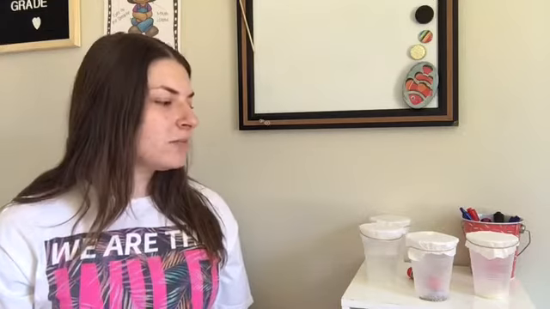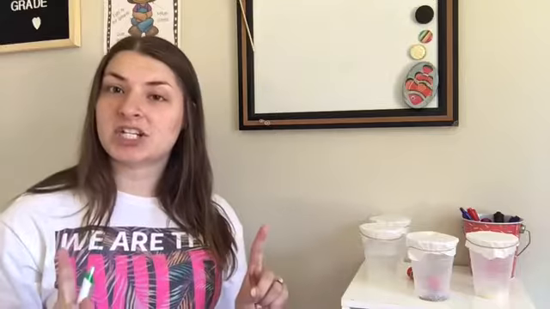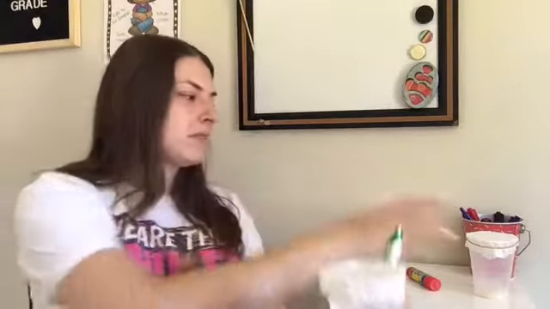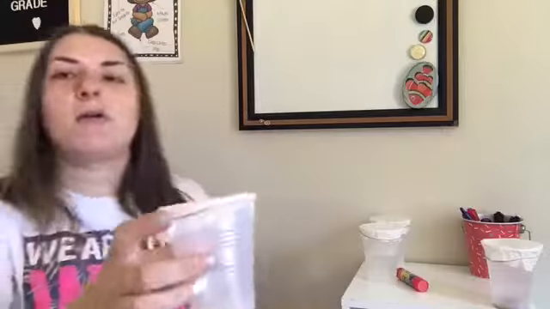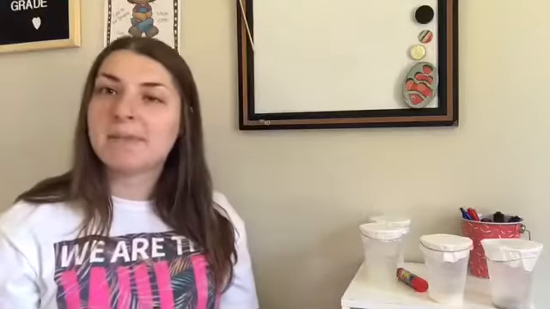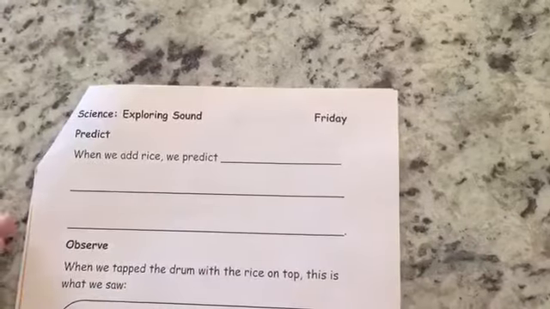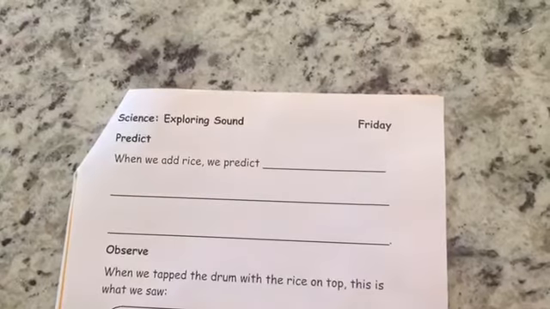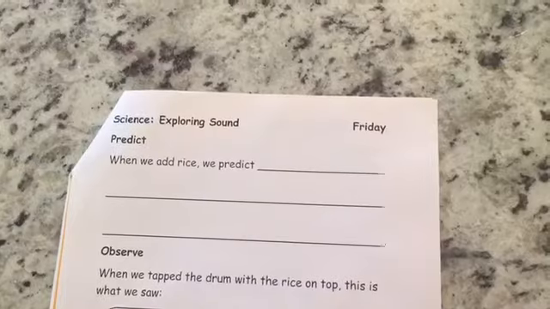So now we're going to be conducting a little experiment. But first we're going to make a prediction about what we think happens. I have some lentils and some rice we're going to look at. We're going to make a prediction about the rice and what we think is going to happen in those cups when we tap them. All right, check it out. So first we're going to take a look at predicting. Before we do anything, we're going to predict what's going to happen when we add the rice.